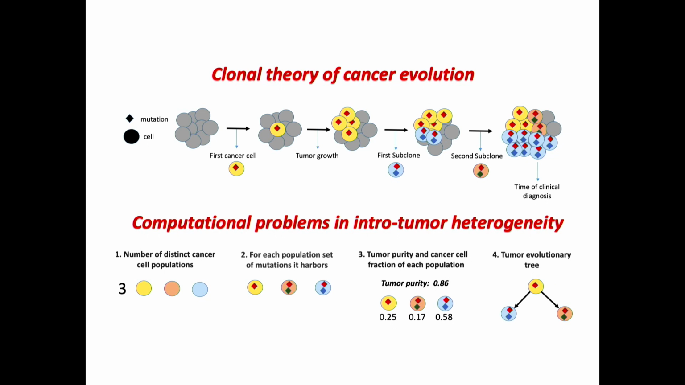And given a mixture of these cells, especially in a bulk sequencing experiment, the goal you may have is to identify the number of distinct cell populations defined with respect to the mutational composition, the prevalence of each subpopulation, and tumor purity, the specific mutational composition of each one of these populations, and finally, the evolutionary tree for the tumor.